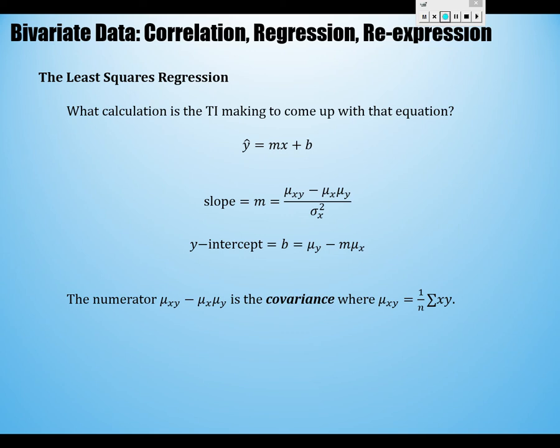Why does that give some measure of variability between the data sets or some relationship between them? We'll leave that to another course. But you can just know right now that this entire numerator, the quantity up there, is called the covariance, and it is a measure of how much variance the two random variables have with each other.